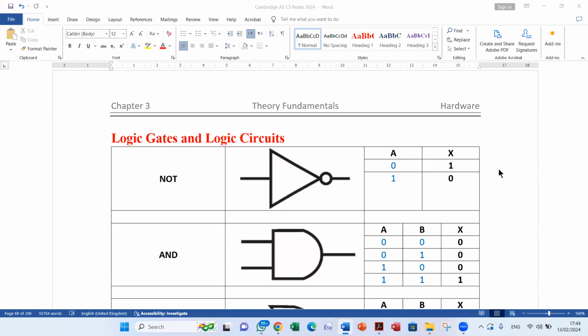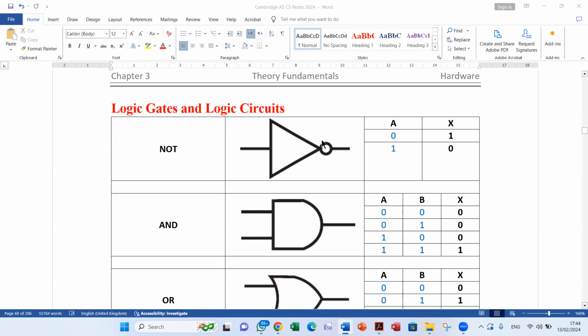Cambridge AS Computer Science, Chapter 3, Hardware, Logic Gates and Logic Circuits. We have to study logic gates. There are 6 logic gates. What I am saying right now is exactly the same as in the computer science O level. Nothing new. Maybe questions are a little bit more complicated. However, basics are just the same.